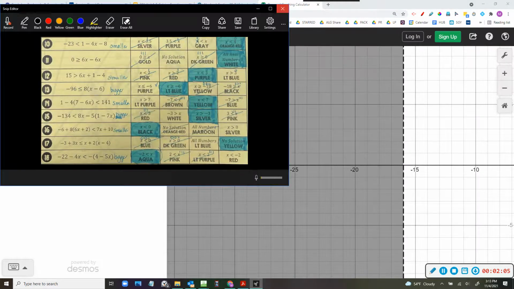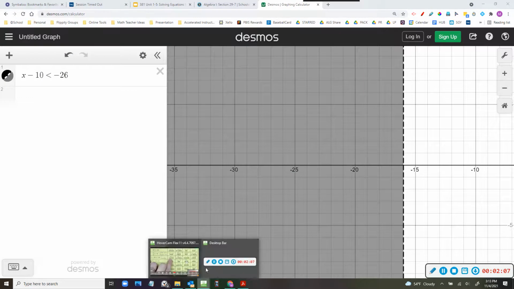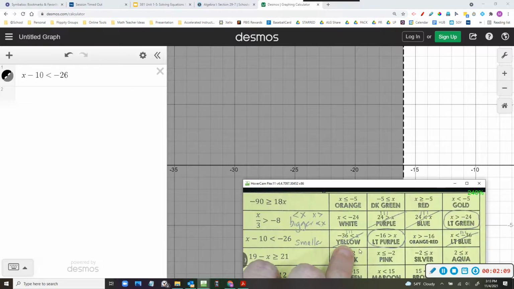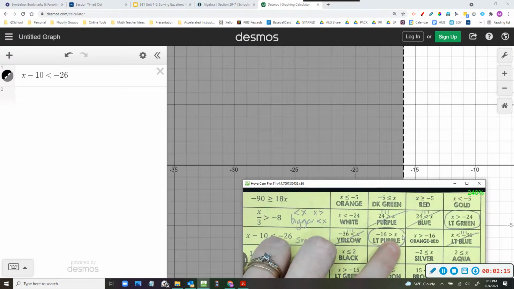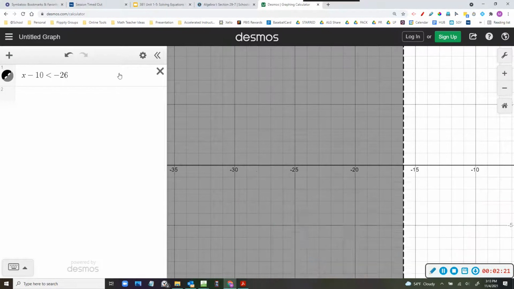Now, I know that it's -16. Well, these are all smaller because they're going left. They're all smaller, so the x has to be smaller. So the x is on the smaller side. They're getting smaller. Okay, let's try another one.